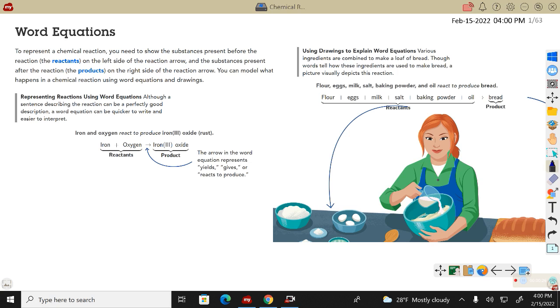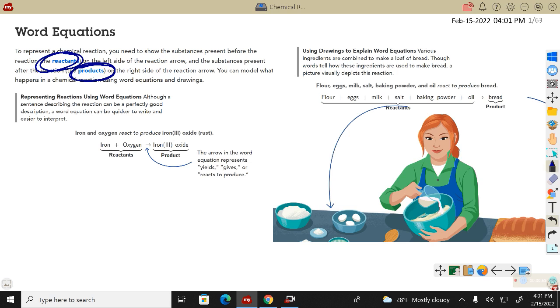In a chemical equation, we have reactants and we have products. Reactants are what you start with, and products are what you end with. Products are what are formed. In a chemical equation, the reactants are typically written on the left, and the products are written on the right. In the middle, you'll find an arrow.